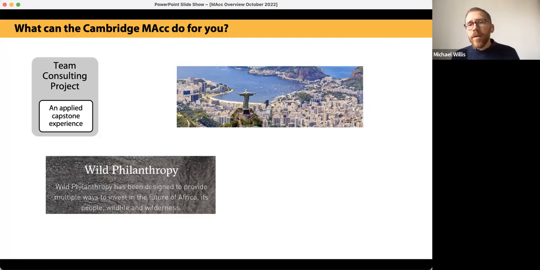Another client was Wild Philanthropy, just to give you another example. Wild Philanthropy is a nonprofit charity doing high-end African conservation safaris. Essentially what that means is investing in conservation projects in Africa, generating revenue from wealthy donors who do high-end safaris to Africa to visit these conservation projects and ultimately donate.